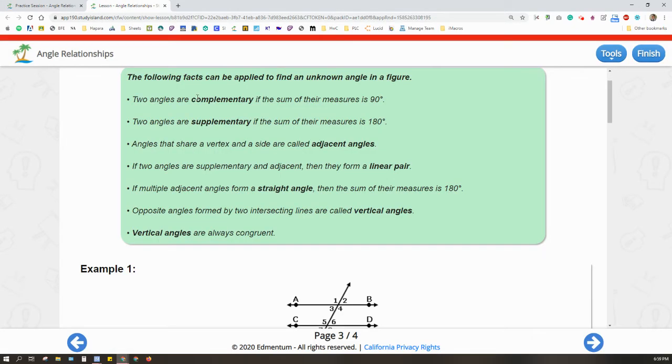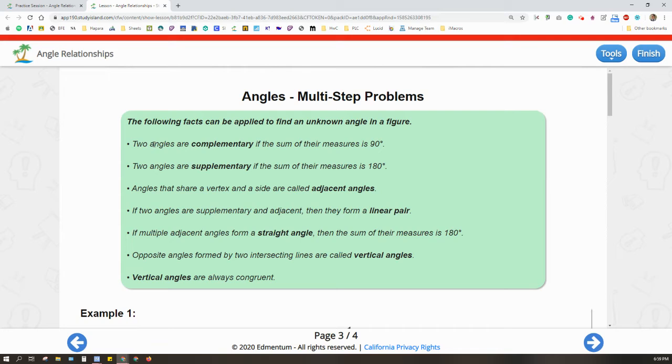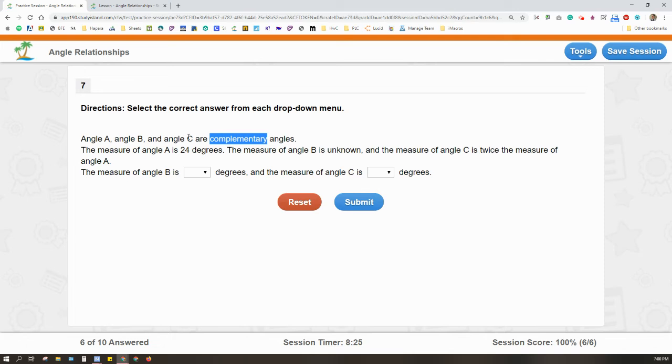It's also in your lessons. If you read through these lessons, this is page 3 of your Study Island lesson. It has this little sheet right here for you to keep things nice and organized and easy to reference. So you should have this in the background as you do it. It says 2 angles are complementary if their sum measures 90 degrees. So A, B, and C are complementary, all 3 of them.